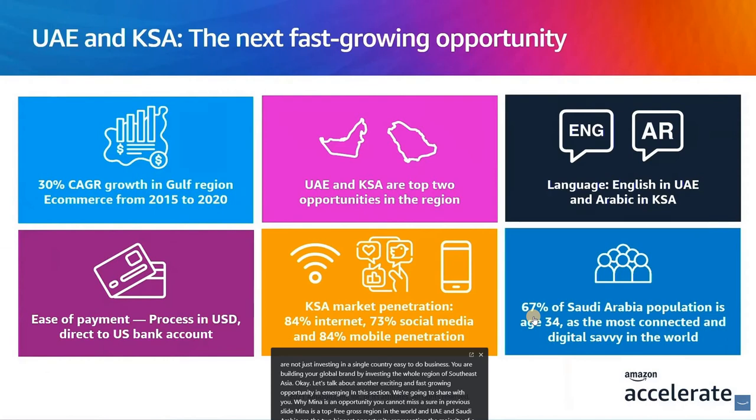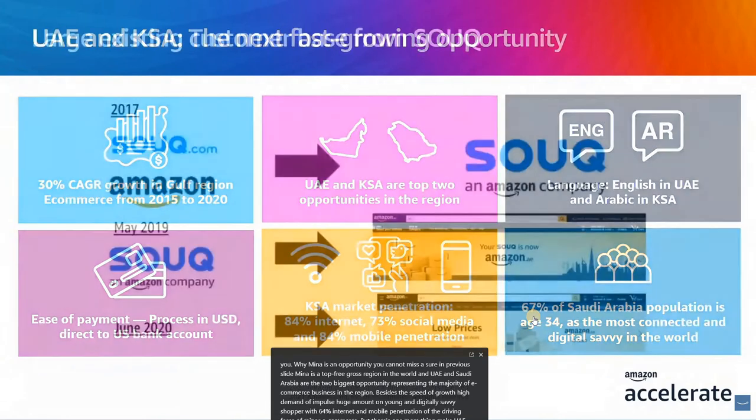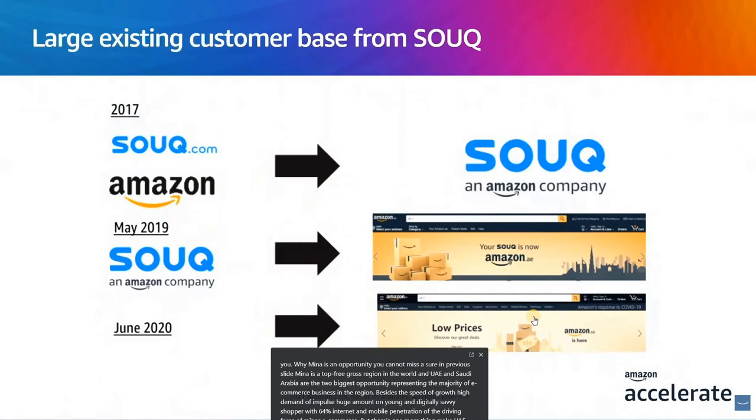Besides the speed of growth, high demand for imported goods, and a huge number of young and digitally savvy shoppers, with 64% internet and mobile penetration, are the driving force of MENA e-commerce. But there is one more thing that makes UAE and Saudi Arabia so different from any other. Amazon acquired one of MENA's major e-commerce sites, Souq.com, in 2017 and grew the business to the next level with Amazon e-commerce solutions.